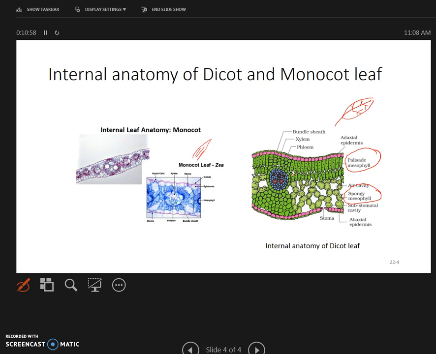And then the bundle sheath extension. The bundle sheath extension in a dicot is made up of collenchyma, whereas in a monocot the bundle sheath extension is made up of sclerenchyma. So here the bundle sheath extension is made up of collenchyma, and here the bundle sheath extension is made up of sclerenchyma. All right. So with this we come to the differences of the dicot and monocot leaf.